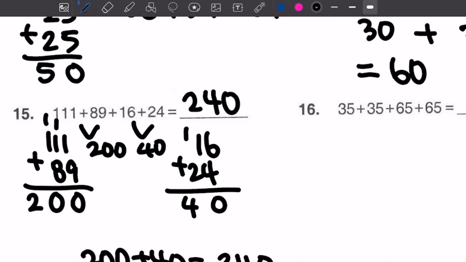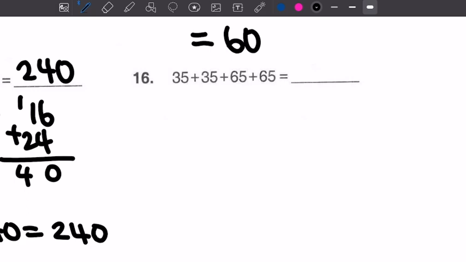Now let's look at question number 16. We have 35 plus 35 plus 65 plus 65. Now, since the ones digit for all of the numbers are 5s, we can do any two numbers, and they would still add up to 10 for the ones digits. If you guys have learned multiplication already, then it might be easier if you do 35 times 2 and 65 times 2.